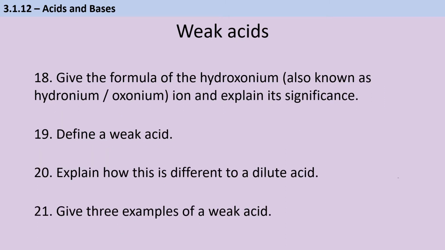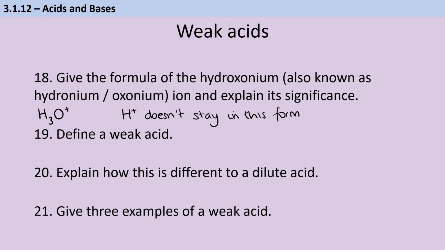A hydroxonium or hydronium or oxonium ion is formed when a hydrogen ion joins together with a water molecule to make H3O+. And the reason we care is that actually in real life you're not really going to find hydrogen ions floating around on their own. They join up with water and stay in this compound form instead.